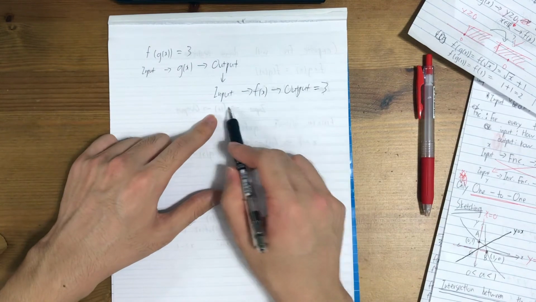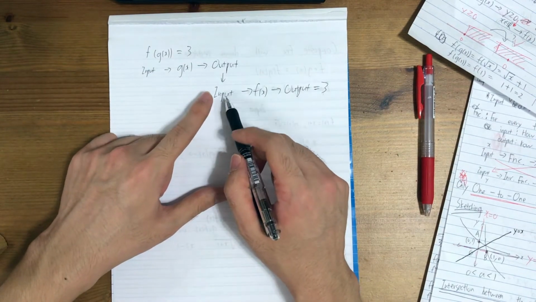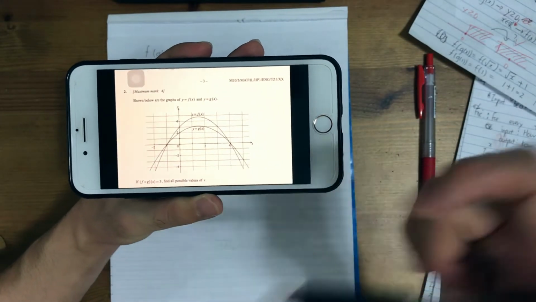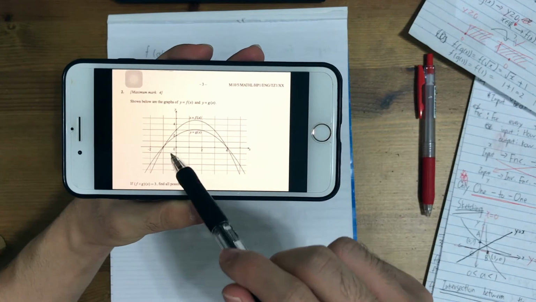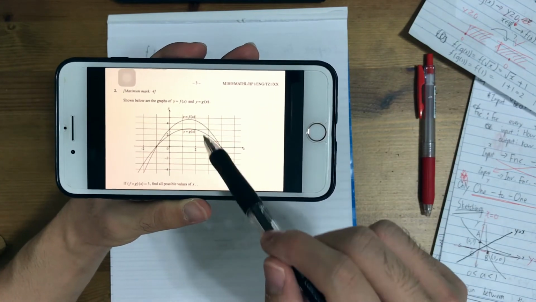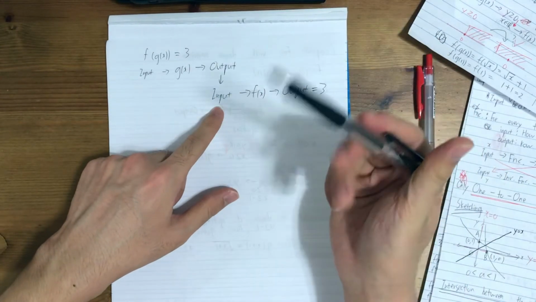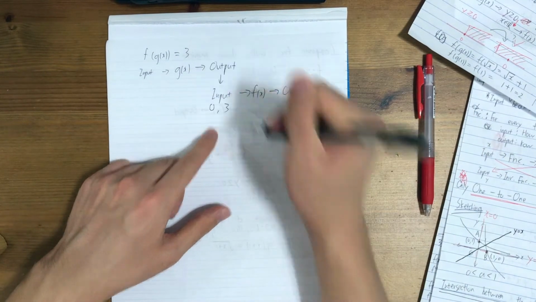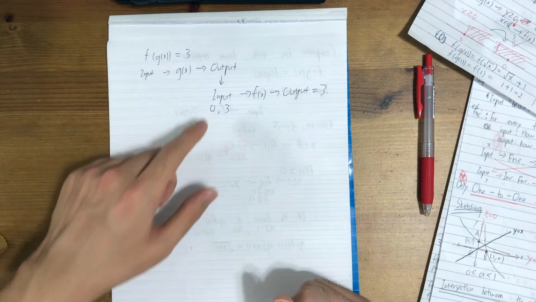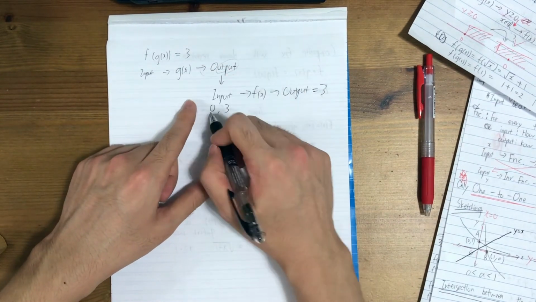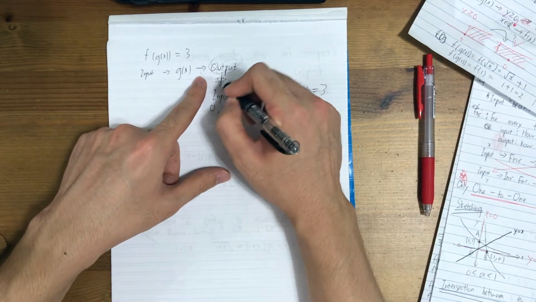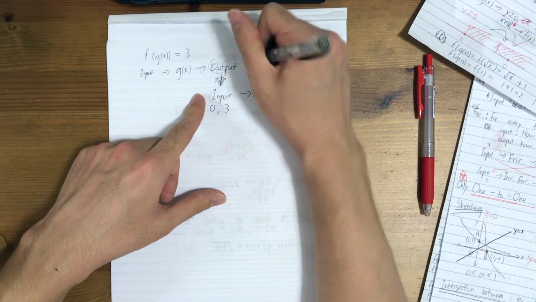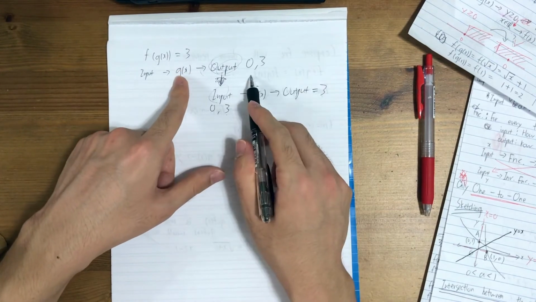Then let's track back. So first find the input of f. When f(x) equals 3, that means when the input equals 0 or 3, this input becomes 0 or 3. Then what does that mean? The output of g(x) is 0 or 3, right? Because the output of g(x) has just been sent to the input of f, right? So the output of g must be 0 or 3.